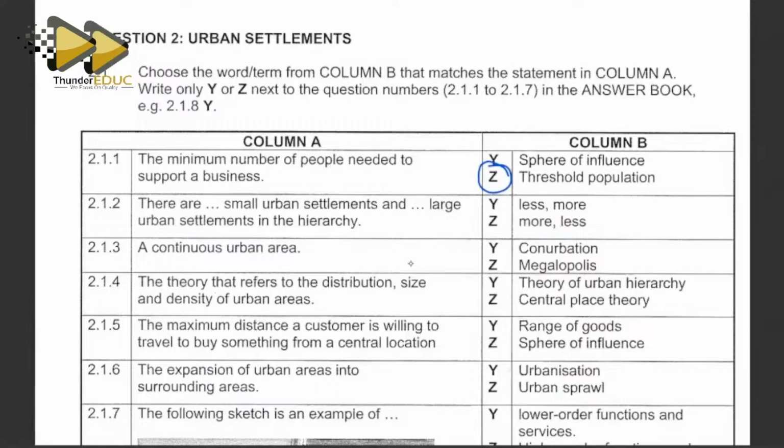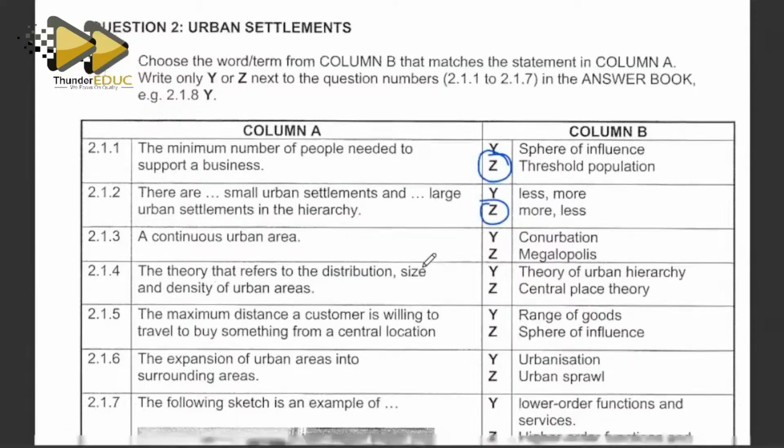There are dash small urban settlements and dash large urban settlements in the hierarchy. If you look at a hierarchy, it has a wider base and it goes into a triangular shape. The higher we go, the higher up the hierarchy. So it has more small urban settlements and fewer large ones. We have many towns and we have fewer metropolitans or conurbations.